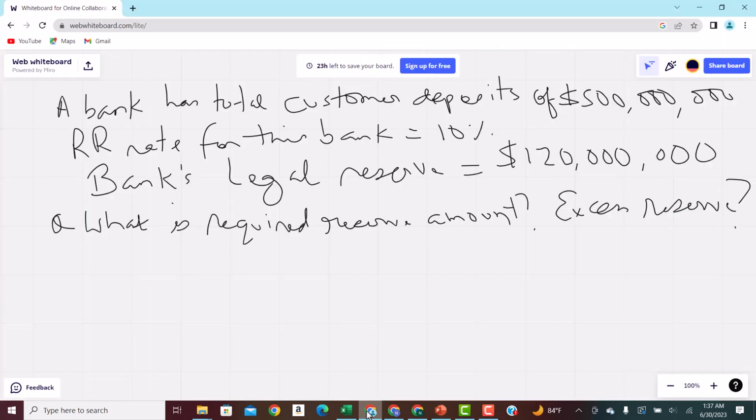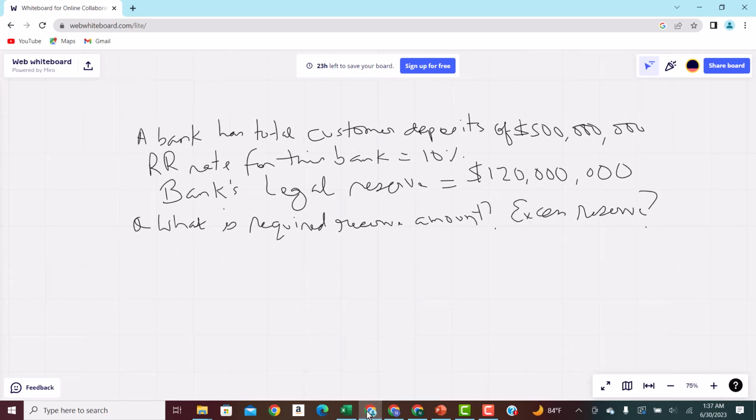The example says a bank has total customer deposits. They have a lot of customers, and the total customer deposits is $500 million. Now the Fed has set the required reserve rate at 10%. So whatever deposit the bank has, 10% of that deposit has to be set aside and cannot be loaned out. That is mandated by the Fed.